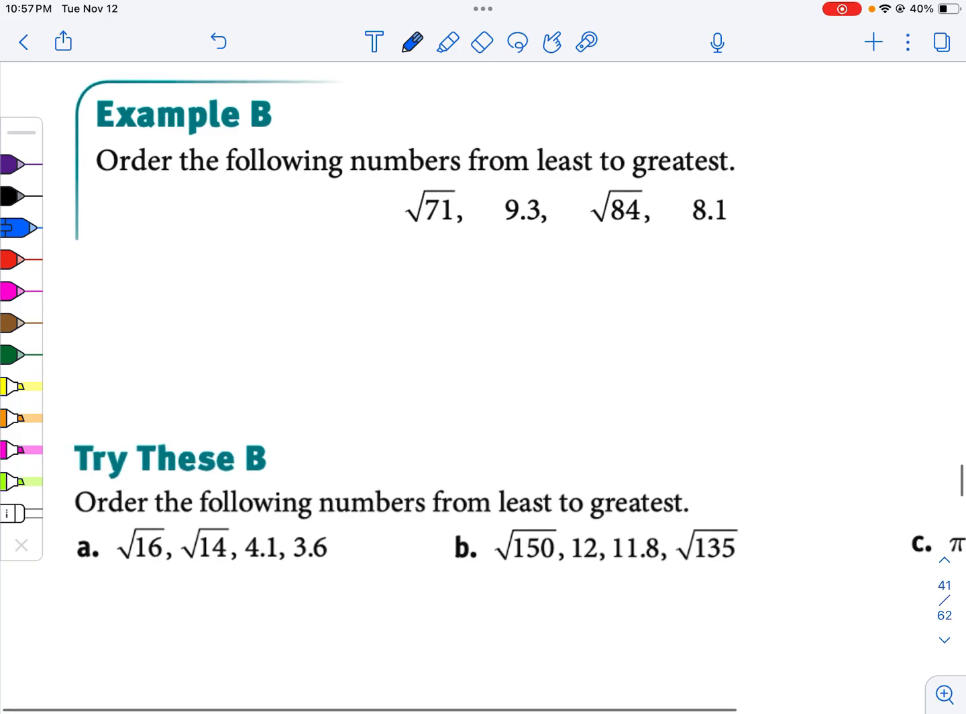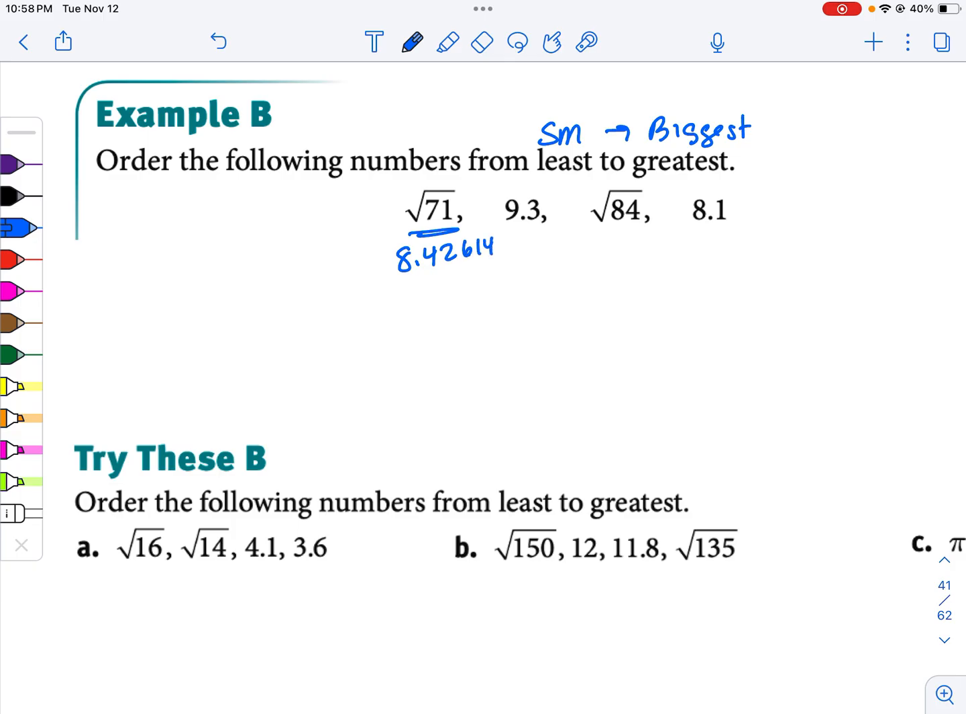All right, so the next thing we're going to do is order numbers from least, which is smallest, to biggest, least to greatest. We've actually talked about this before, just not with irrational numbers. So we have to figure out some decimals. The first thing I have to do is type in square root of 71 to my calculator. So if I go second x squared 71, that is 8.42614. And I think that's enough numbers because the other numbers only have one decimal place.